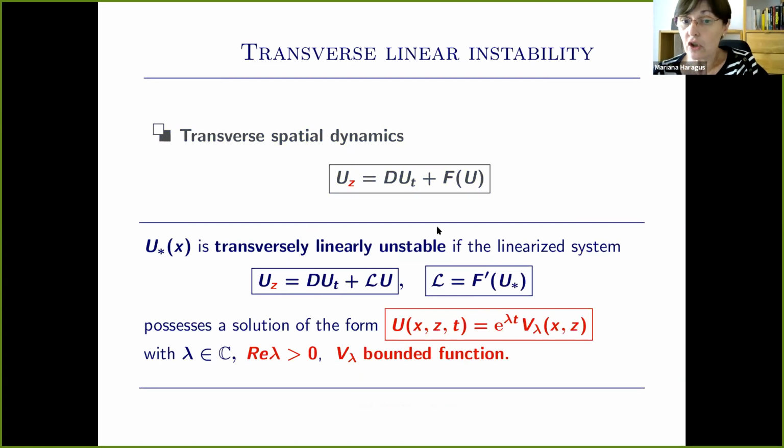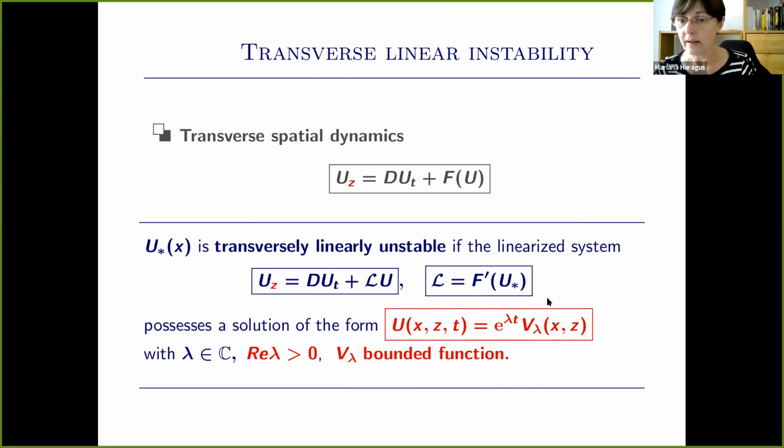And in this formulation, we can say that the periodic wave is transversely linearly unstable, following the usual definition of linear instability, if the linearized system, so when we linearize this system at the periodic wave, possesses a solution which is exponentially growing in time. So we have an exponential e^{λt} here for some λ, which is actually an unstable spectral value with positive real part. And v_λ is a bounded function, which depends upon the two horizontal coordinates, x and z. And it's bounded in both x and z.